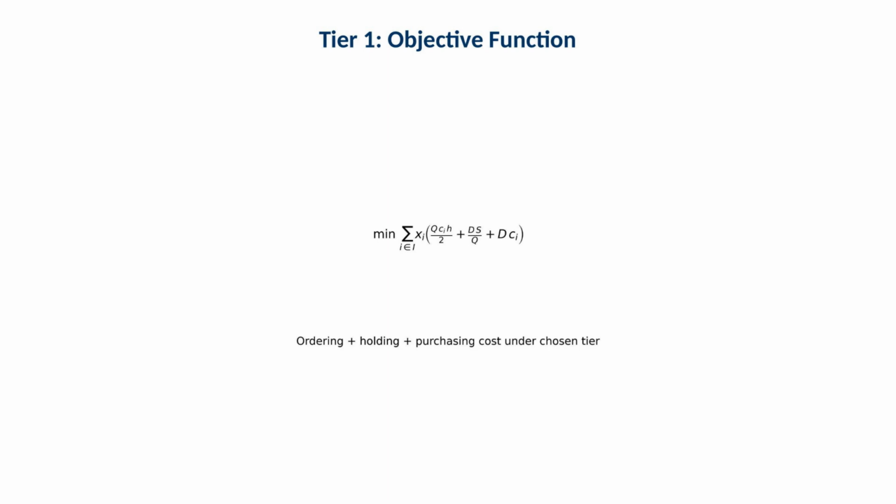The objective function computes total annual cost under each possible tier and uses the tier selection variable to activate exactly one. Holding cost depends on order quantity and unit cost. Ordering cost depends on demand divided by order quantity, and purchasing cost depends on annual demand times unit cost.